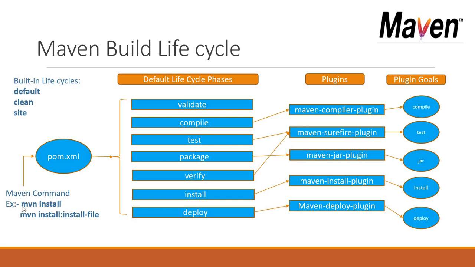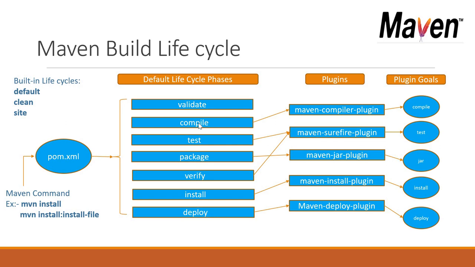For example, if I provide the Maven install command, the default life cycle will be invoked, and the phases up to this install phase will be executed in sequence. That means the validate phase will be executed, compile phase will be executed, test, package, verify and install. All these phases up to the install phase will be executed in sequence to perform the build. Similarly, if I give mvn deploy, then all the phases from validate to deploy will be executed in sequence. So this way, Maven will execute the phases in sequence to complete a Maven build.